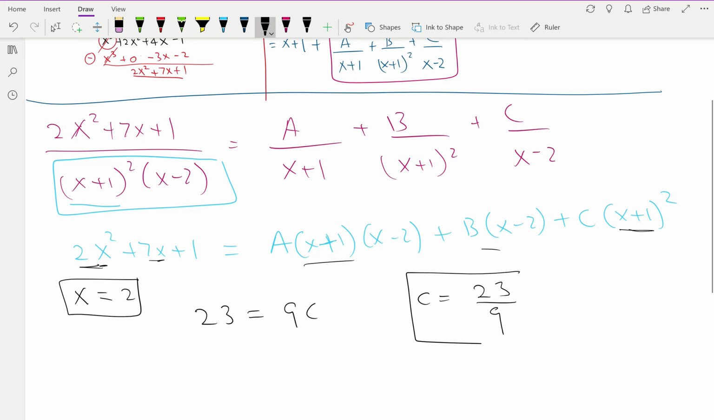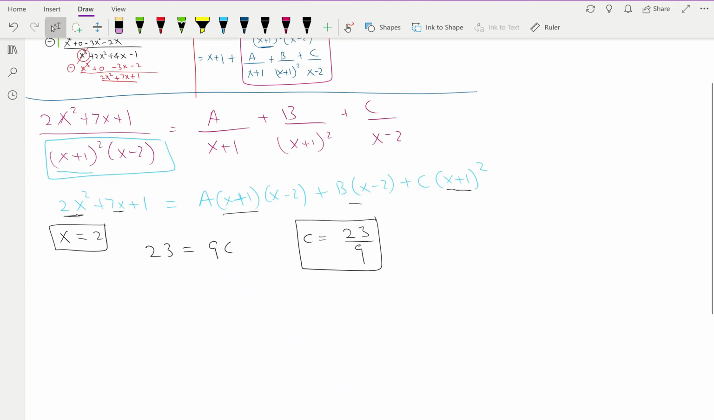Okay, perfect. Alright, so that does not look good. Okay, so now we can use x is equal to negative 1 as the magic number, so this term and this term will vanish and we can find b. So if x is equal to negative 1, here it will be 2 minus 7 is minus 5, minus 5 plus 1 is minus 4.